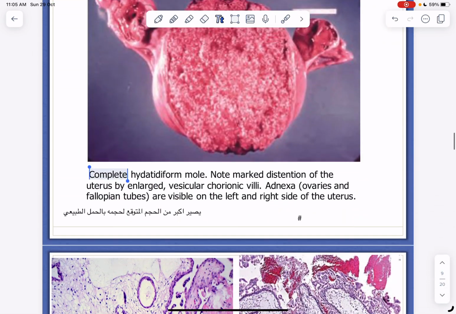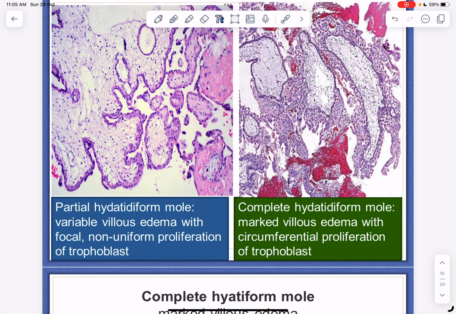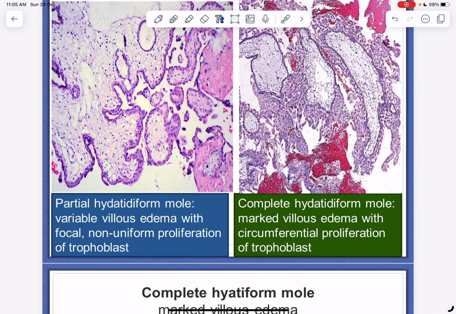Here, let us see histologically the difference between the partial and complete mole. In the partial hydatidiform mole, there is a variable villus edema. You see that these are small villi, and the lining outside is the trophoblast, lined by cytotrophoblast and syncytiotrophoblast tissue. In partial hydatidiform mole, there is a variable villus edema. Variable. Some of which are large, cystic swellings. Some of them are small, like this one.